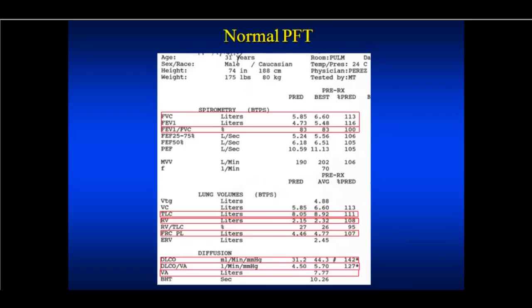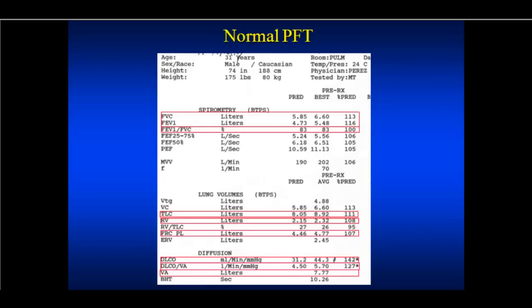So I want to look at that to see if it's up, especially if I see some obstruction up here, and we'll see that in a minute. So I start with the RV. I can look at the FRC, which is the RV plus the ERV, and it also is normal here. And then finally look at the total lung capacity, and that's normal. So I'm dictating lung volumes are normal here.